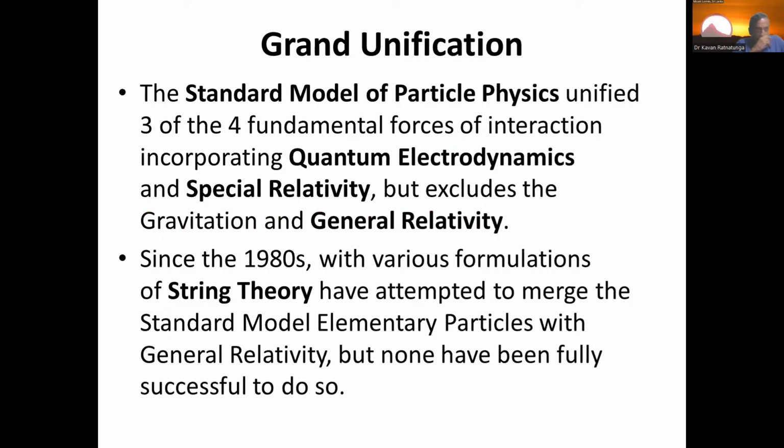So the standard model is the model which brings together special relativity and quantum electrodynamics, but it does exclude general relativity. From the 1980s, there have been many attempts to create grand unification, because people don't like two theories to explain the universe. One is general relativity, which fits very well at large distances and high velocities, and the standard model of particle physics, which fits very well for small objects, quantum objects, and particles. So this has been a major problem.